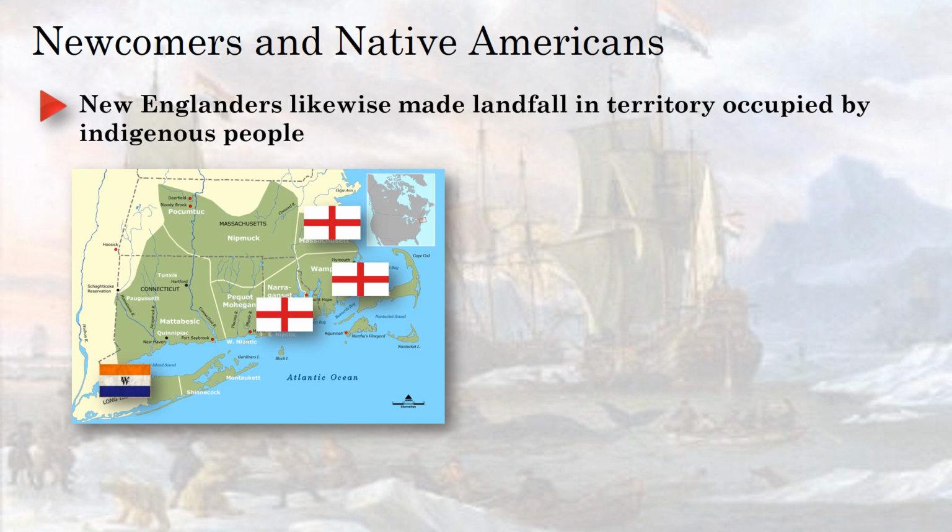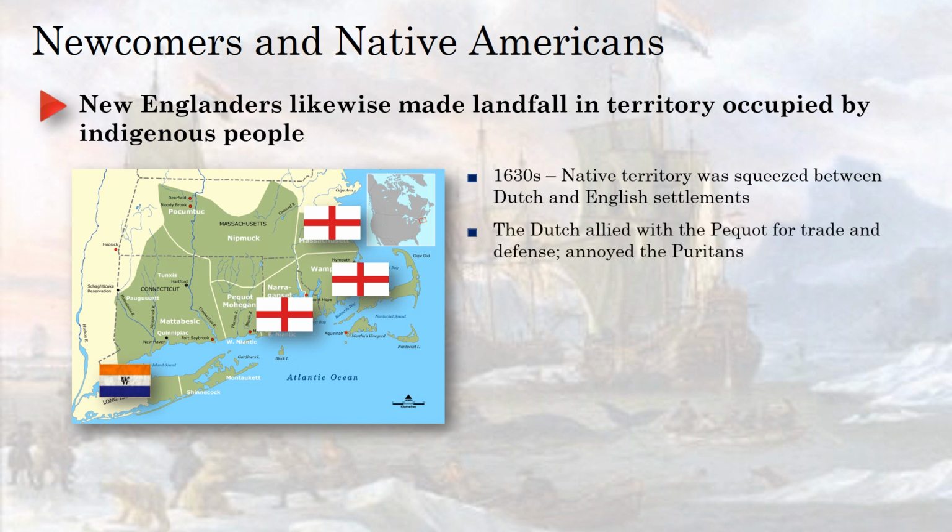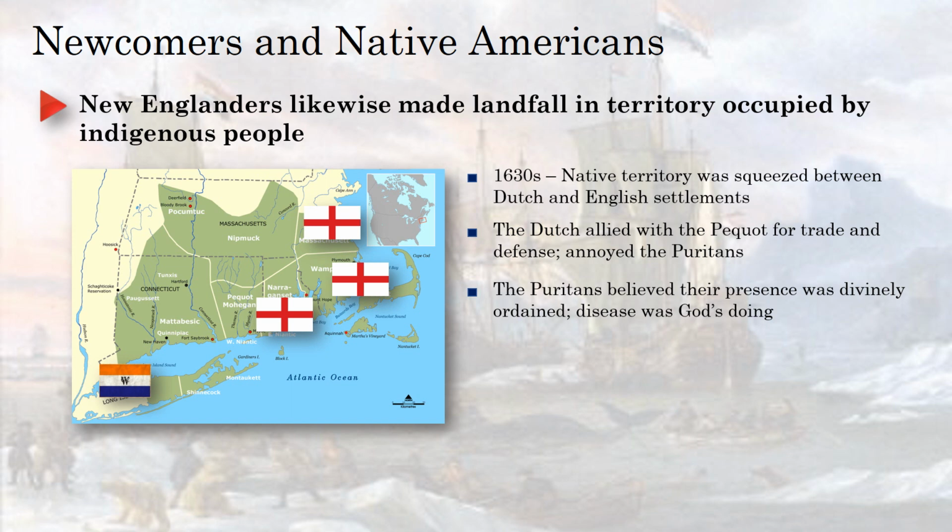Well, just like the Virginia settlers, New Englanders likewise made landfall in a territory occupied by indigenous people. In the 1630s, the native territory was squeezed between the Dutch and the English settlements. You can see on the map. The Dutch allied with an Indian group called the Pequot for trade and for defense. And because they were allied with the Pequot, this annoyed the Puritans. See, the Puritans did not believe that anybody had title or a right to the land other than them. They believed that their presence was divinely ordained by God, and that they were appointed to establish their city on a hill. God had said so.